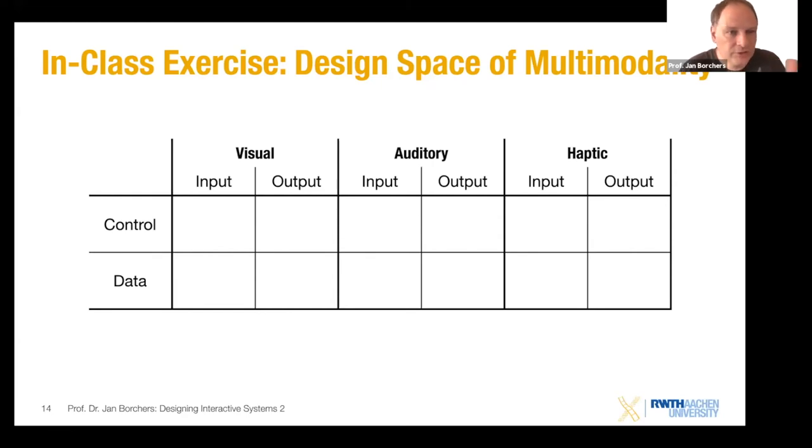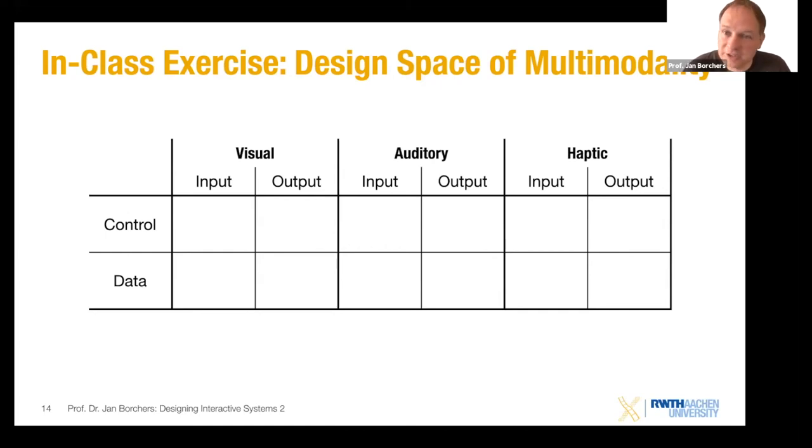Now you see the three primary modalities that we've talked about: visual, auditory, and haptic. We're not going to talk about smell and taste. And I've split them up into another thing here: control and data. What that means is, whenever data flows between you and the computer, or the other way around, it has one of two purposes primarily.